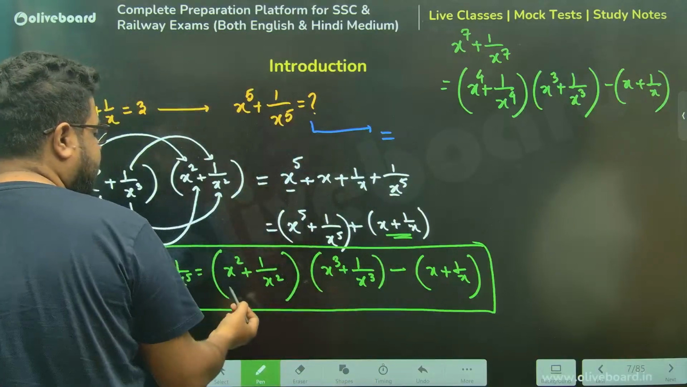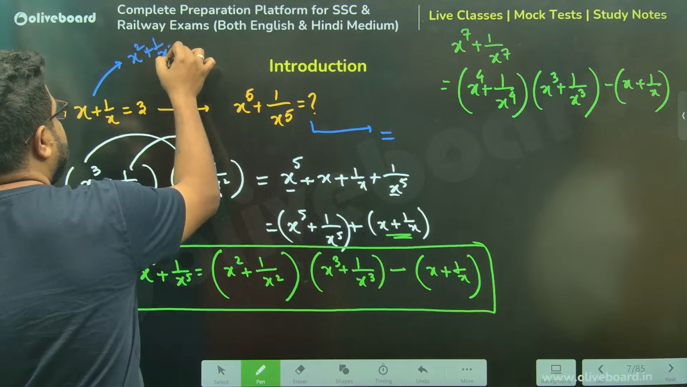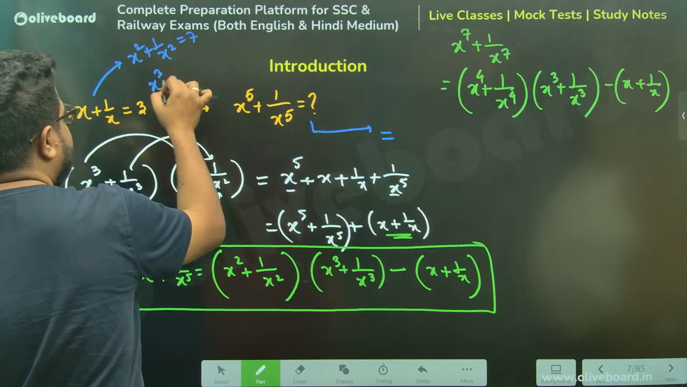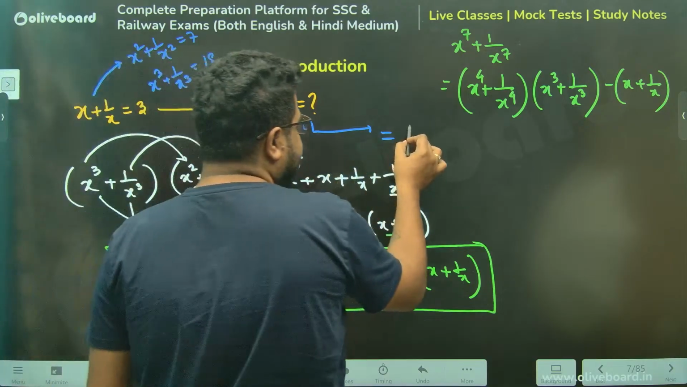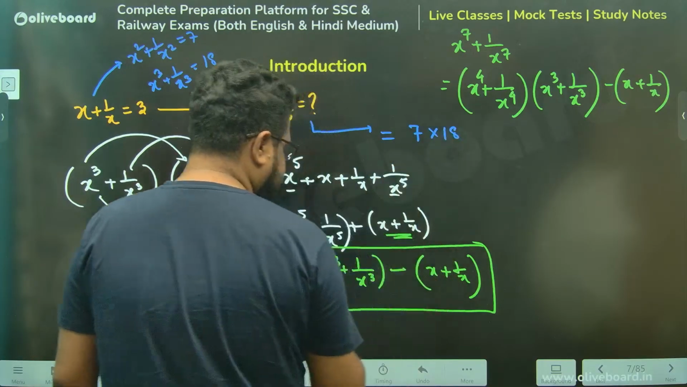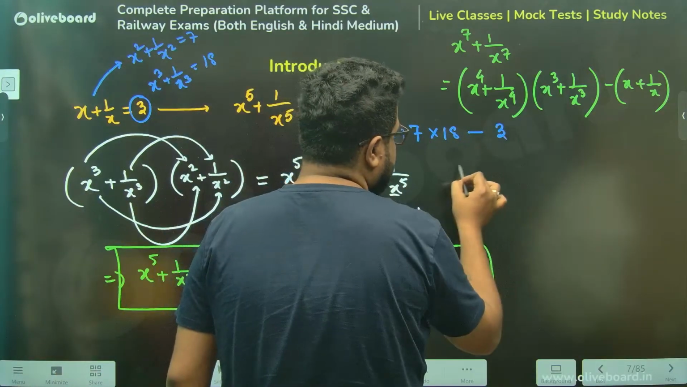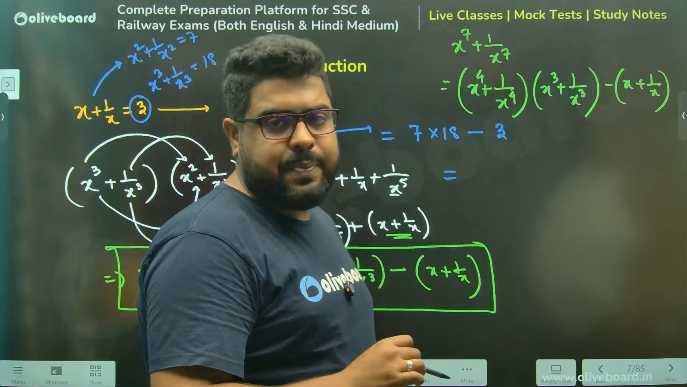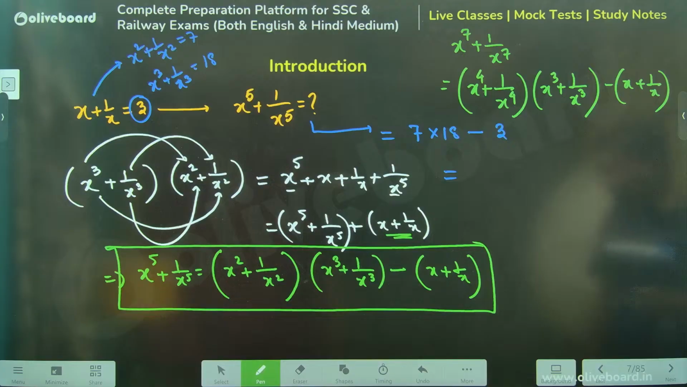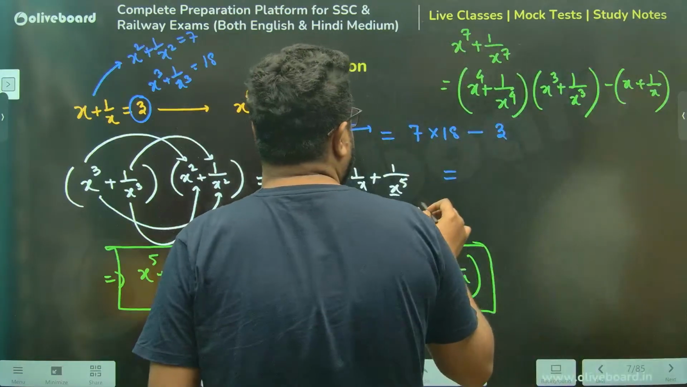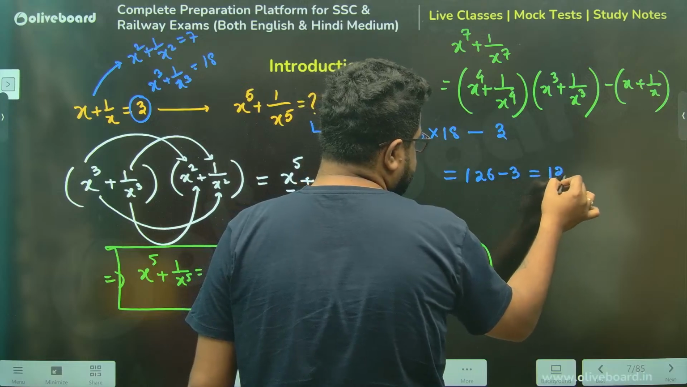This will be x square plus 1 by x square. So, x square plus 1 by x square will be what? 7, sir. x cube plus 1 by x cube will be what? 18, sir. So, this will be 7 times 18 minus x plus 1 by x, which is 3, sir. Everyone, clear, sir? Absolutely clear, sir. Chalo, let's do this, sir. 18 sevens, 126 minus 3, 123, sir.